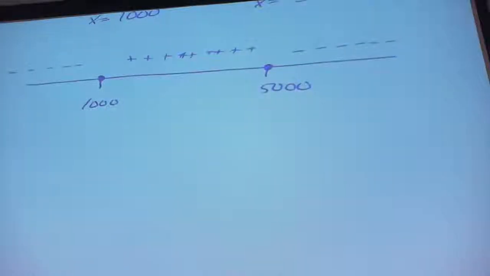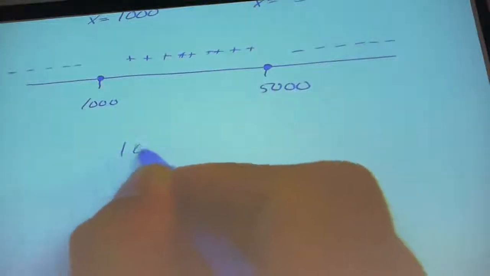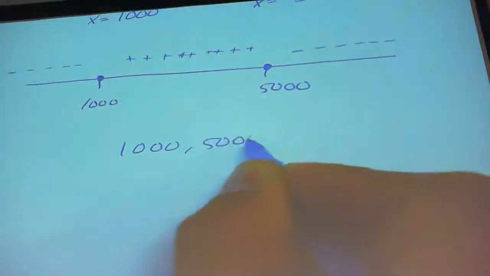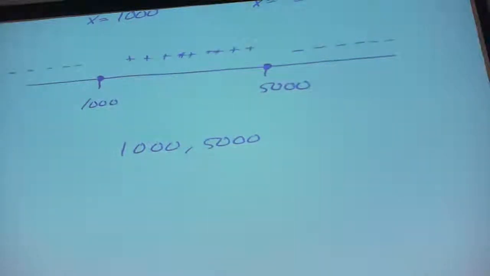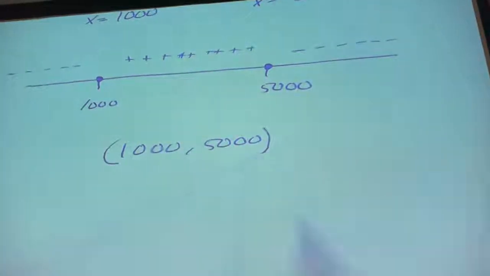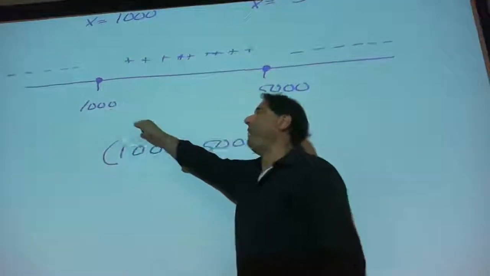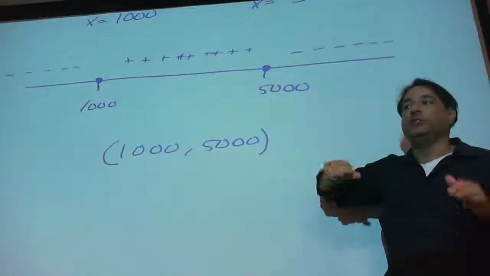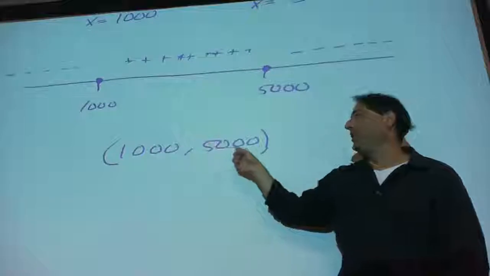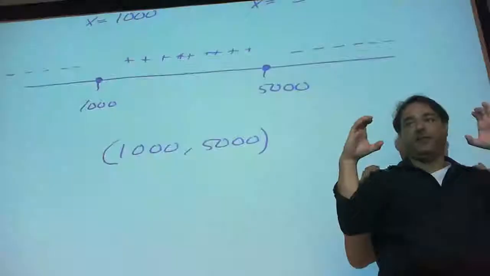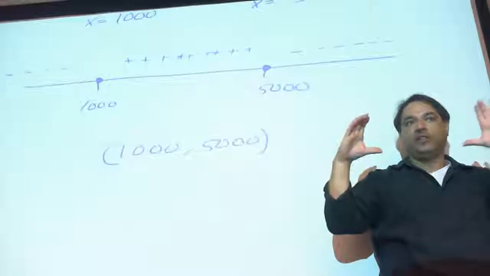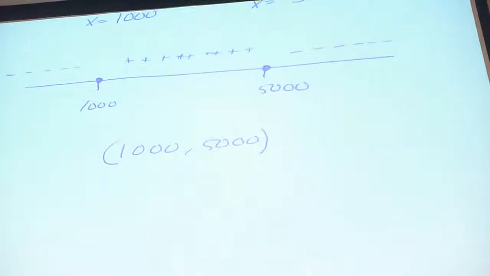Now, I don't know about you, but if you want to do good business, do you want to make money or lose money? Make money. When will you make money? When will your profit be above 0? 1,000 to 5,000. Now, I don't want to make no money, so we put parentheses, parentheses. Because at 1,000, you make no profit. At 5,000, you make no profit. So when will you make profit? Between 1,000 and 5,000 in parentheses, because if you put brackets, that's no money. So 1,000 to 5,000 in parentheses. That's it. Now, question.